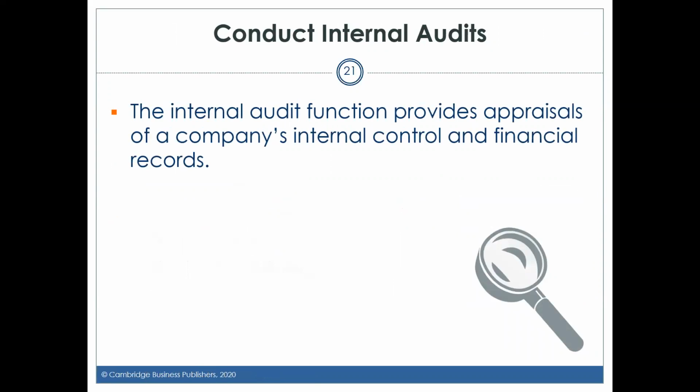Obviously, a company is required to be audited by a public accounting firm. That's not an internal audit, that's an external audit. That's required every year or every accounting period. If the company is releasing public financial statements to investors, those statements have to be audited by an external auditor. But also within the company, a company has to have an internal audit team. These are employees of the company, and they are supposed to monitor the various activities that happen. The internal audit function provides appraisals of a company's internal controls and financial records.